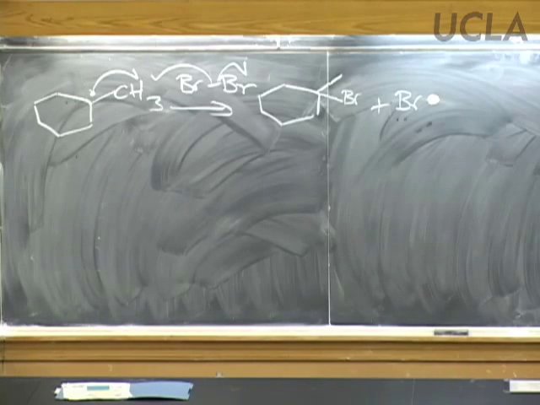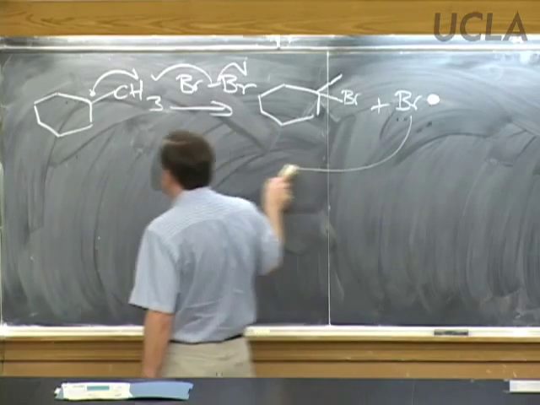There's no pi bond to add to. We've talked about radical combination being an unlikely event because of concentration issues. So what's left over? Atom transfer. What atom should we take? Let's have this bromine radical.